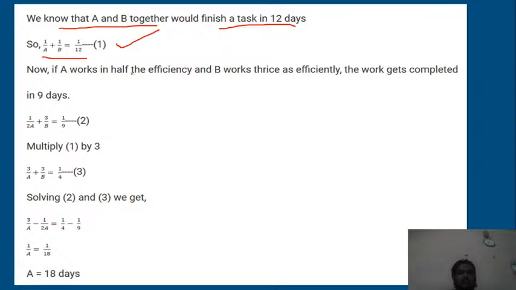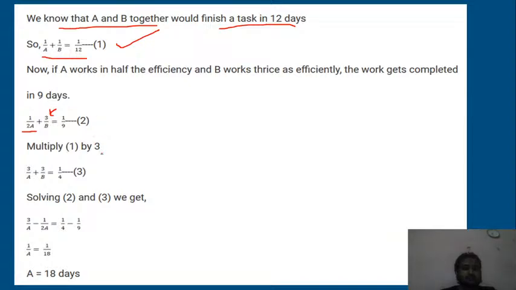Now if A works at half the efficiency and B works thrice as efficiently, so now this would become 1 by 2A and 3 by B. I guess those of you who have done time and distance know. If you don't, then don't worry guys, I am coming up with a session on time and distance in probably 2 to 3 days and then you would solve this very easily.